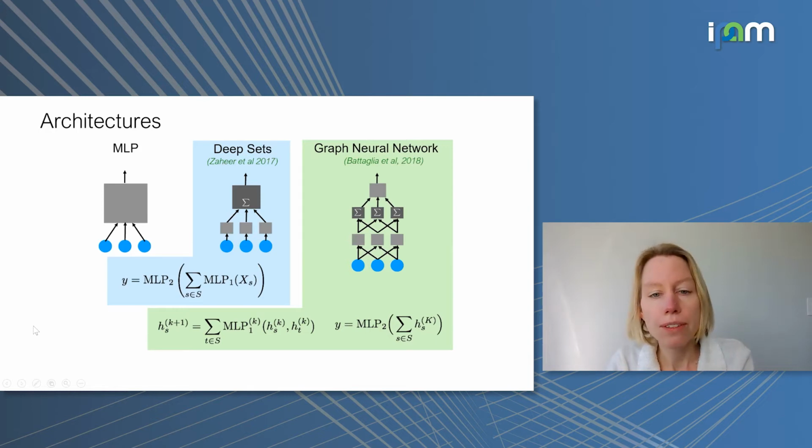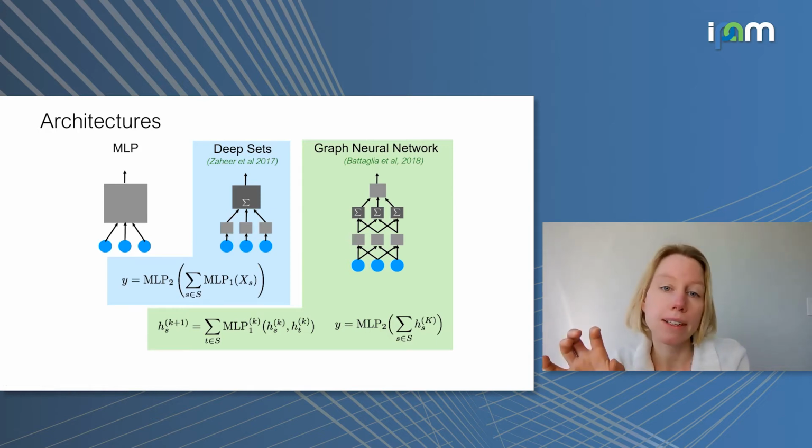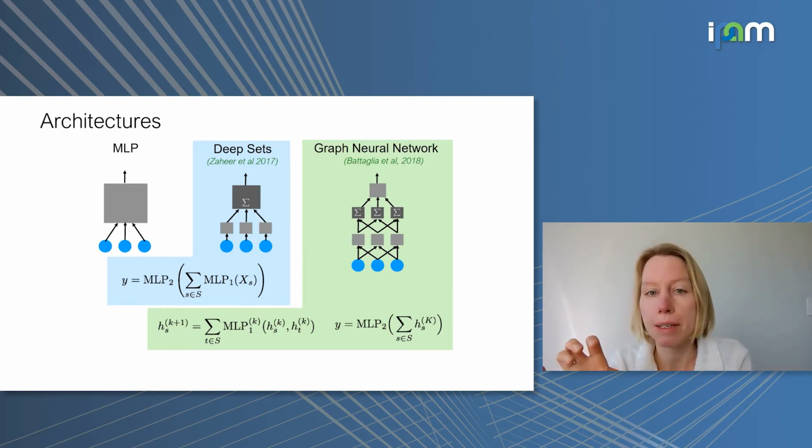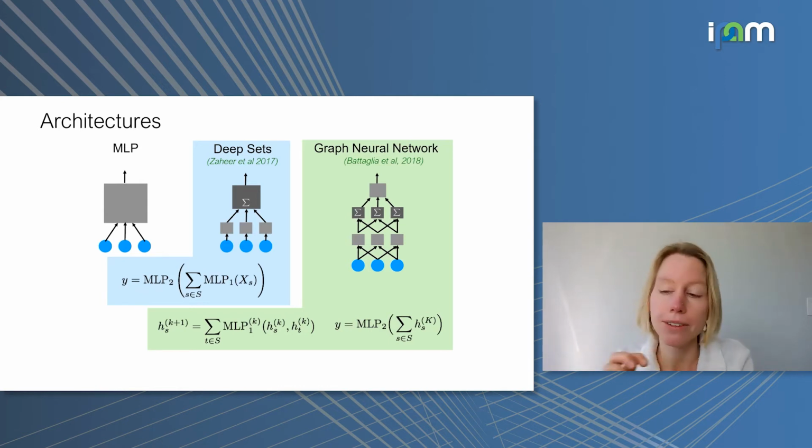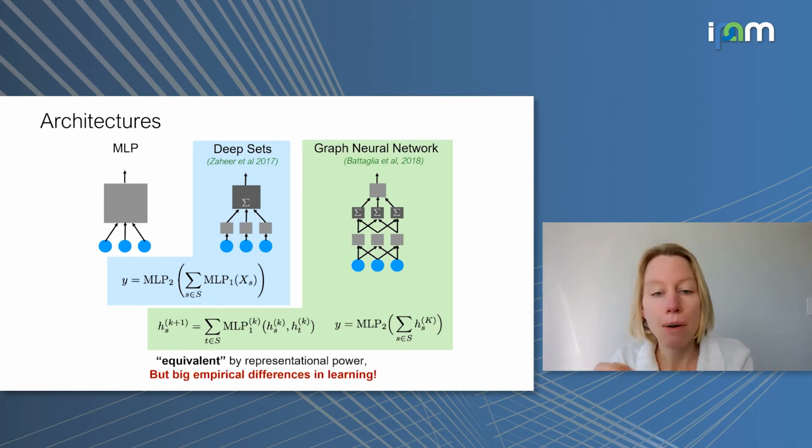Now, if you look at just representing set functions that are permutation invariant, all of these networks can represent the same thing. So any function that one of these networks can learn, the others can also learn. However, if you actually train them on these reasoning tasks, you will see big empirical differences in their learning performance. And the question is, why does that happen?